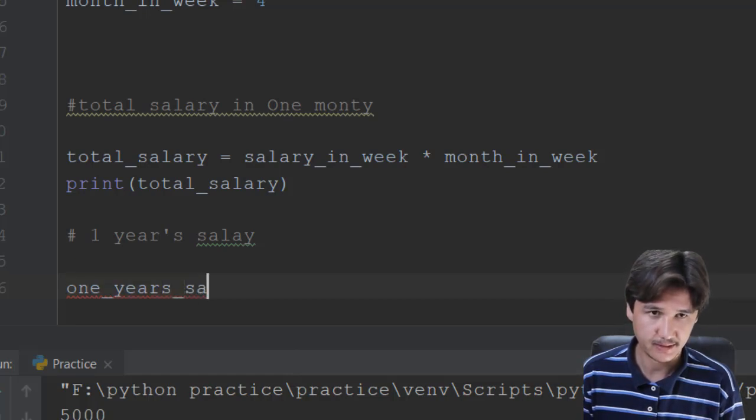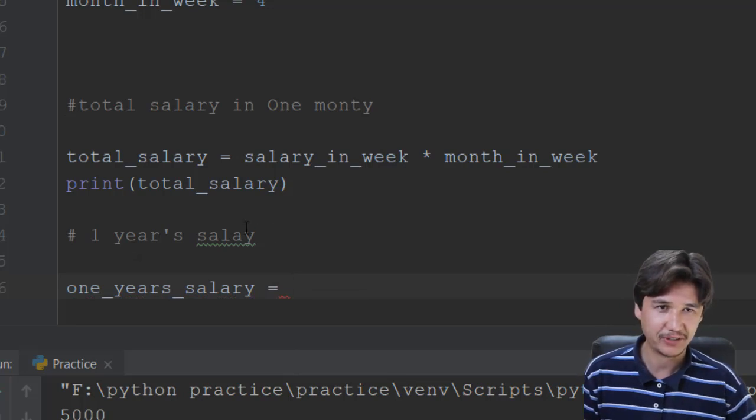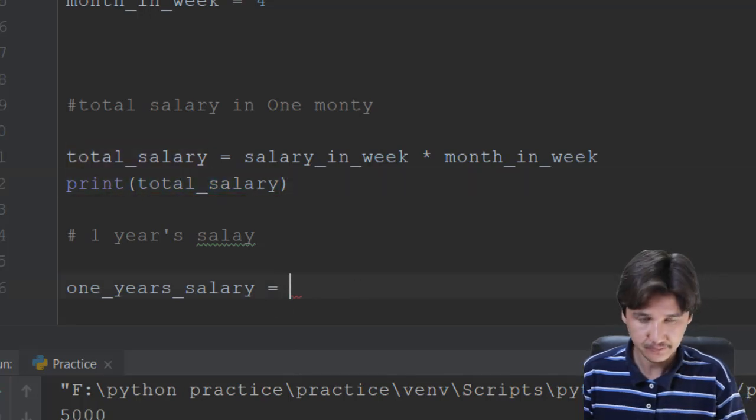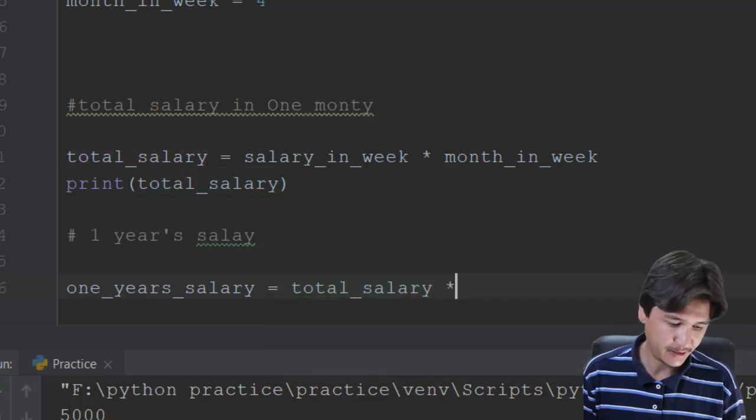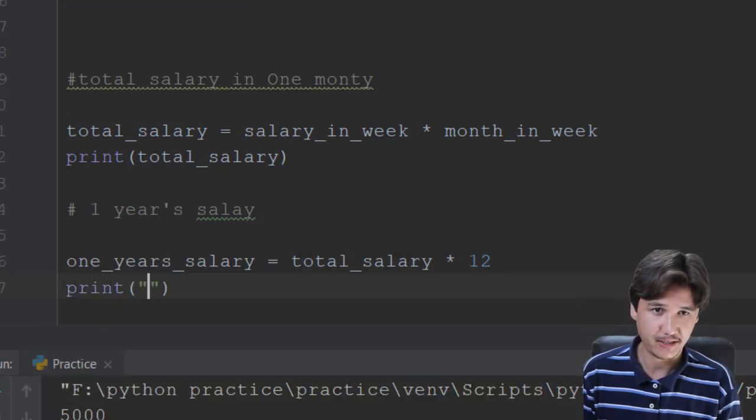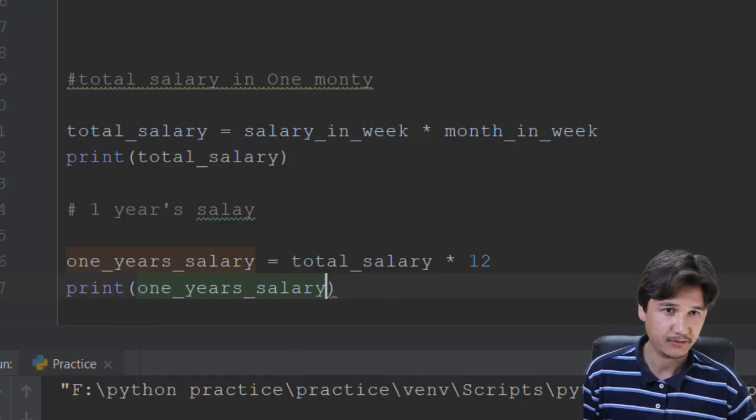And the 1 year's salary is equal to, what should I do here? Now we are going to make that simple. How many months do we have in 1 year? That is 12. Okay, now in 1 month I got that. Let me write total salary and multiply by 12. Now I'm going to print, and we are going to remove the quotation, 1 year salary.